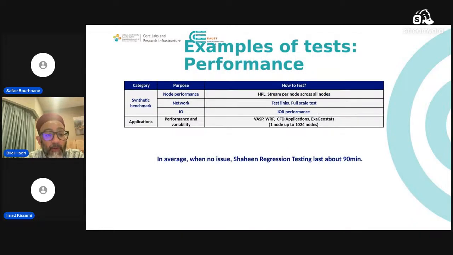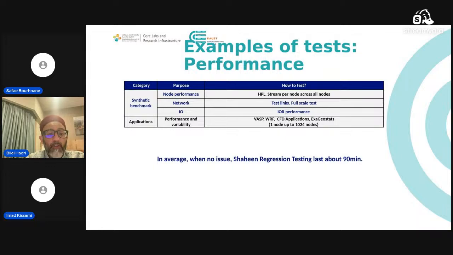Also for the performance, you need to check what we call synthetic benchmarks. Node performance is very important. The HPL, as we saw, is the Top500 benchmark. But you don't need to run it entirely on the system; you do it per node, so you know which node is bad. You do the stream, which is for stressing if there is any memory issue across all the nodes. You do what we call test link to make sure that the whole interconnect is working.